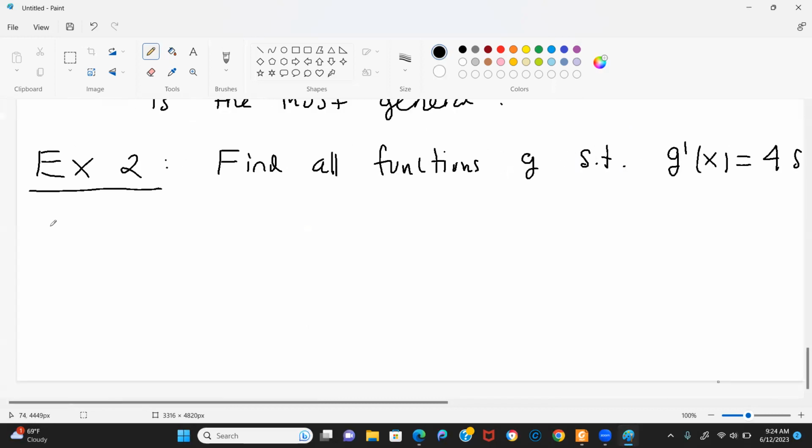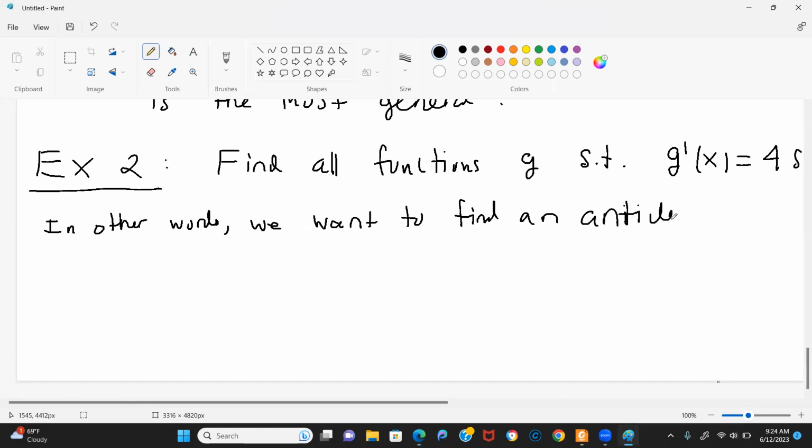So in other words, we want to find an antiderivative. Whoops, I don't know if I'm spelling this right. Of 4 sine x, or we want not to find an antiderivative, but all the antiderivatives, sorry. But of course, once we know a single antiderivative, we do know every antiderivative. So this is sort of accurate to say, actually.